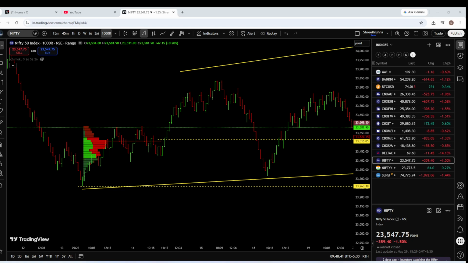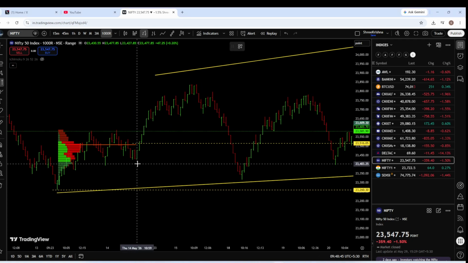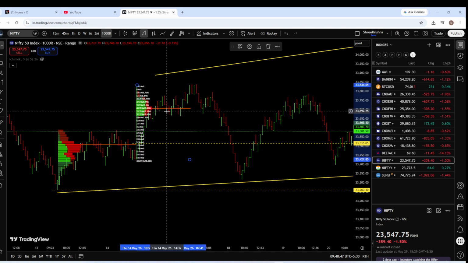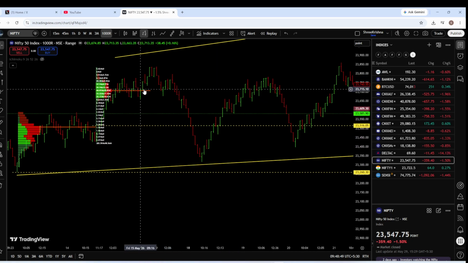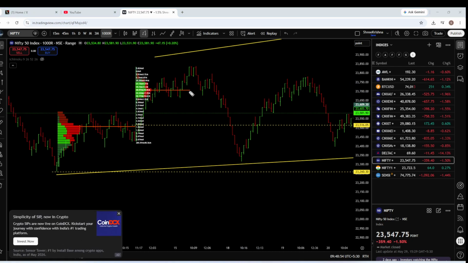Okay, so once again we will take this. From this to this, the POC is here. The POC is here. Okay. If the market fails this POC, that means this low, the first fractal low, the market is coming down. Do you understand what I am trying to say?